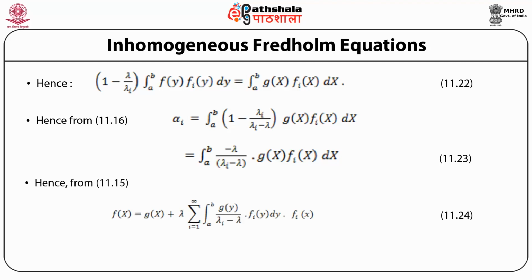Hence, from 11.15, we get f(x) is equal to g(x) plus lambda times the sum over I from 1 to infinity of the integral a to b g(y) phi_I(y) dy divided by (lambda I minus lambda), times phi_I(x). The analysis presented above shows a possible singularity at lambda equal to lambda I, as is clear from the final result shown in equation 11.24.